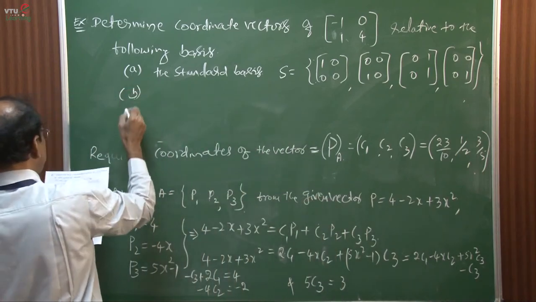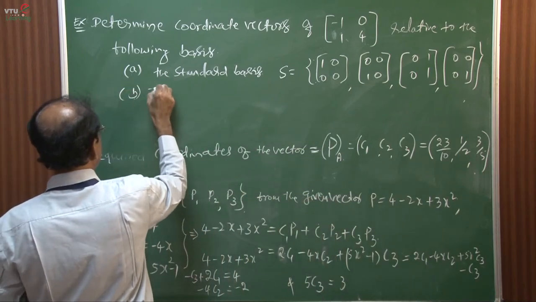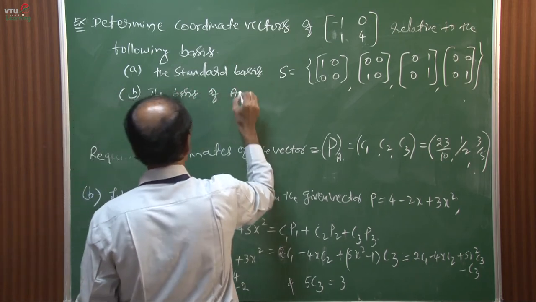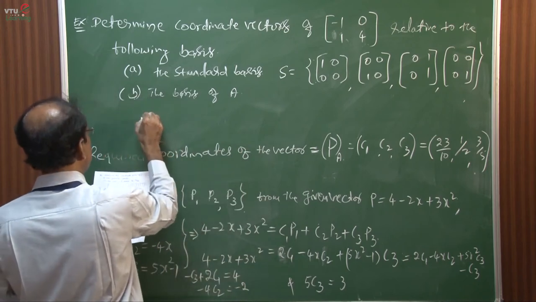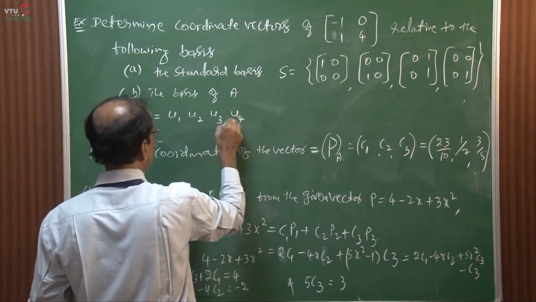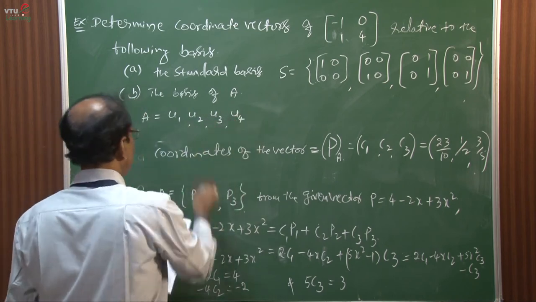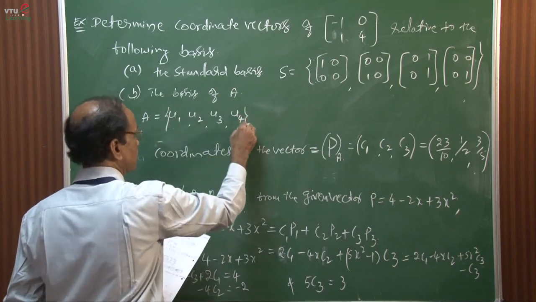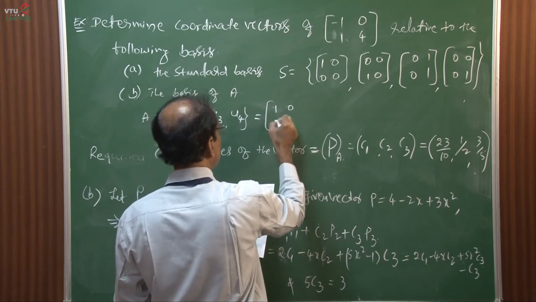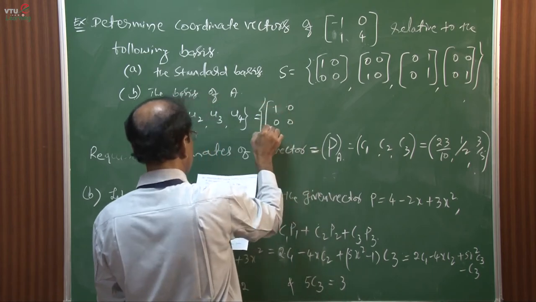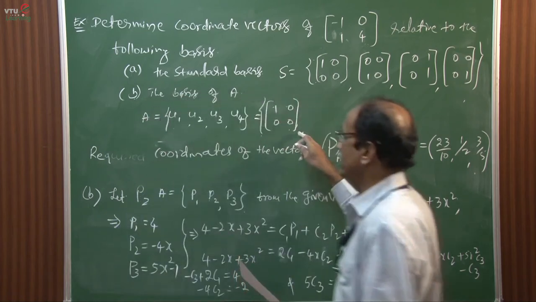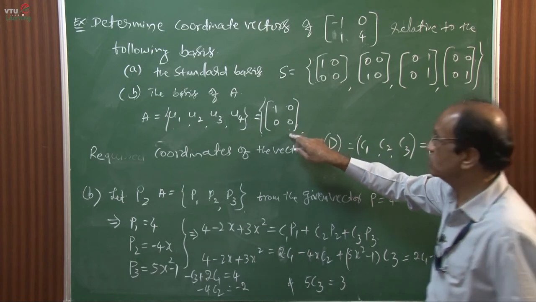And the second question to be answered is the basis A. The basis A means A is equal to U1, U2, U3, U4. There are four vectors with this basis, and U1 should be 1, 0, 0, 0. This is of the same type, a 2 cross 2 matrix. This is also 2 cross 2 and this is also 2 cross 2.